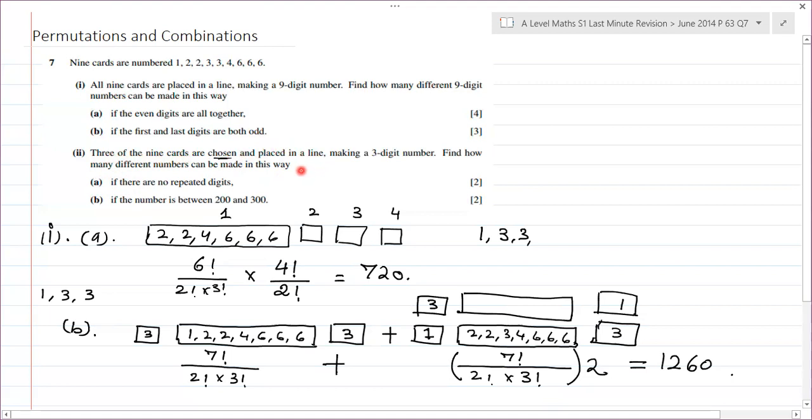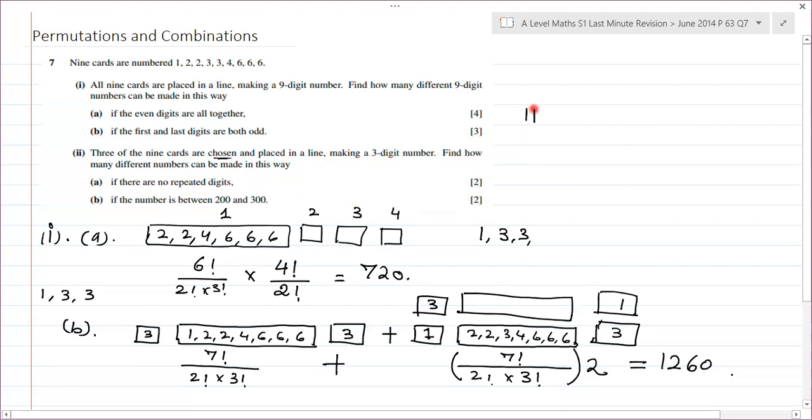So it's already done for you. You're not selecting them, you're not choosing them. So that's already done for you. So they have already been chosen, 3 out of the 9, and placed in a line. Now, what you have to do is you have to do arrangements for them. So you're doing permutation for them, making a 3-digit number. Find how many different numbers can be made in this way if there are no repeated digits.